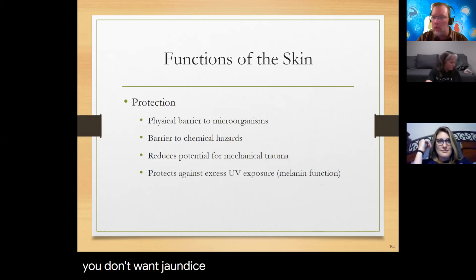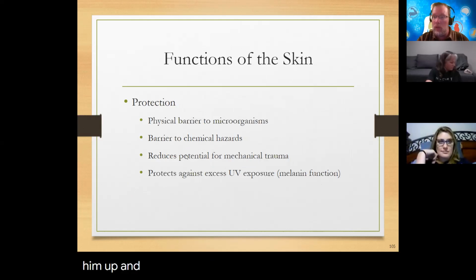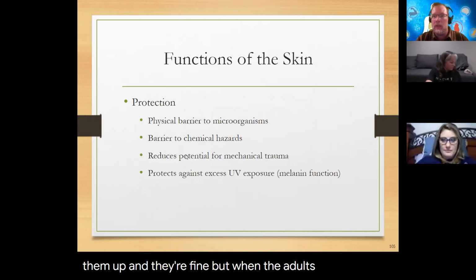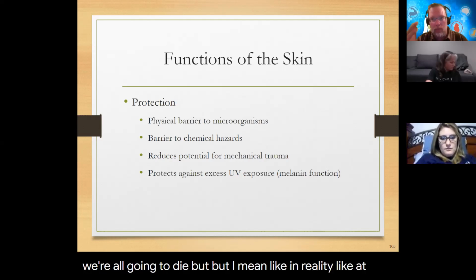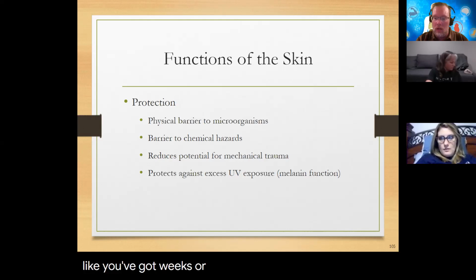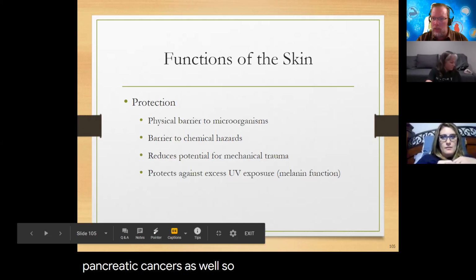That's a bad thing. You don't want jaundice. Babies have it, right? Newborns sometimes, but we stick them under some UV and it perks them up and they're fine. But when adults get jaundice, it's usually bad. In all seriousness, jaundice in an adult is usually a death sentence. Well, I think being conceived is a death sentence, right? Because we're all going to die. But in reality, you've got weeks or months potentially. If you have jaundice, it's a liver dysfunction. Usually we see it in pancreatic cancers as well. So, yep, jaundice.